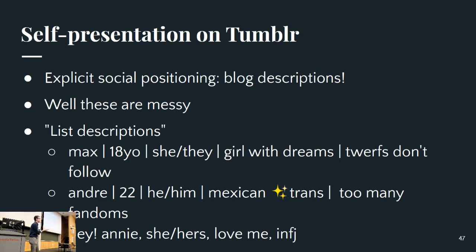But we noticed as we were looking through that there was a convention that we were calling list descriptions, where people were actually giving short bursts of information about themselves. So these are two fabricated examples here. You can see things like age, things like who I'm against, maybe who should not follow me, things that reference gender, ethnicity or nationality things, all sorts.